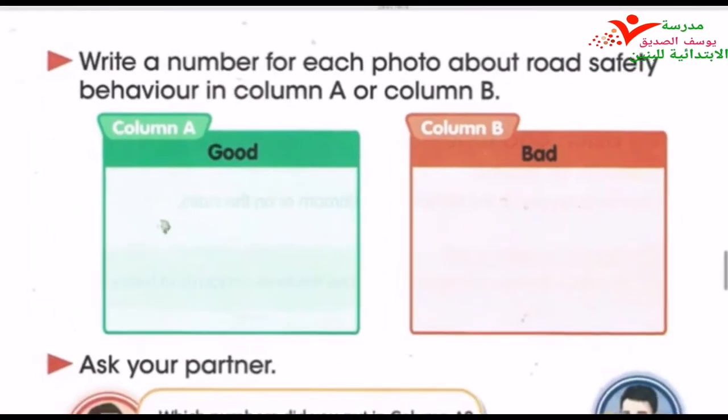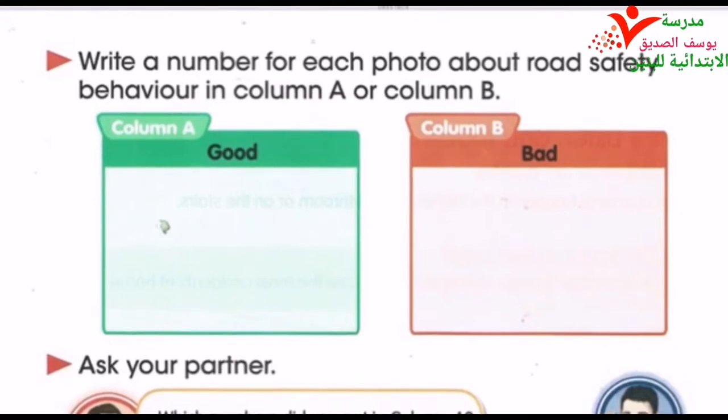Now I'm going to repeat the numbers according to the two columns we have. راح أعيد الأرقام هسه طبقا للgood والbad. Okay, picture number 1, good. هسه راح أحكي بالنسبة للgood. راح أعيد الأرقام بالنسبة للgood. Picture number 1. Number 2, number 3, number 4, number 6, number 8.